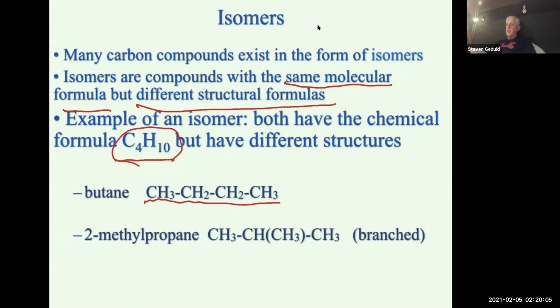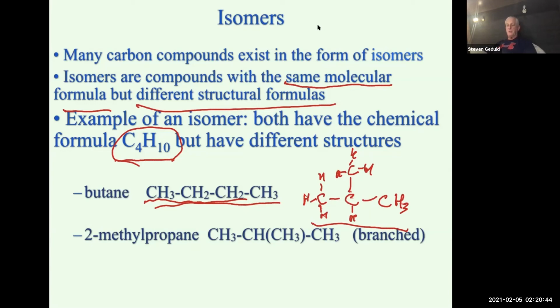2-methylpropane is still C4H10, and this is carbon, carbon, carbon, carbon, and this is CH3, and these are hydrogens, because every carbon has to have 4 attachments. So this one is a straight line, and this one is branched, but this is still C4H10. There are 4 carbons, and 3, 4, 5, 6, 7, 8, 9, 10 hydrogens. So it's the same chemical formula, different structure.